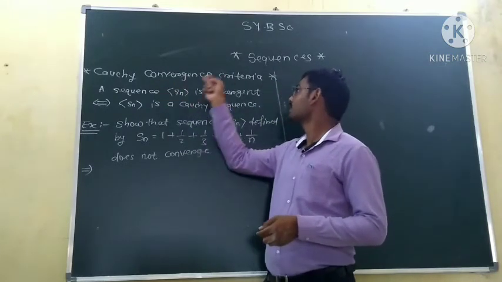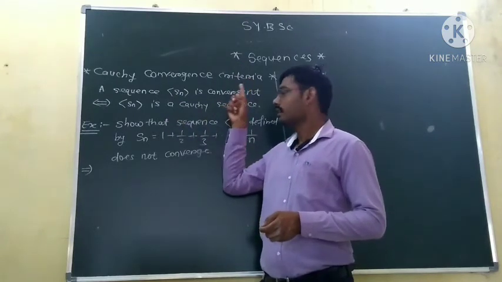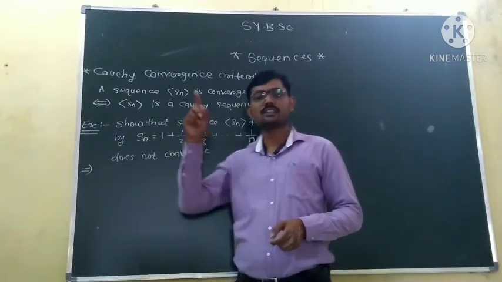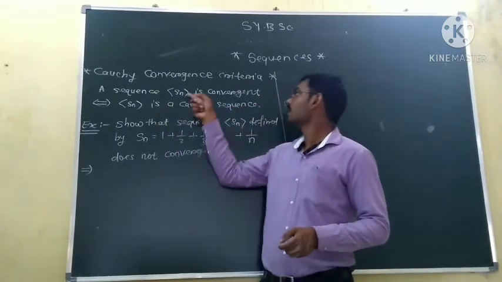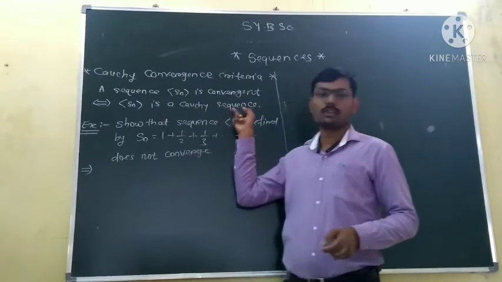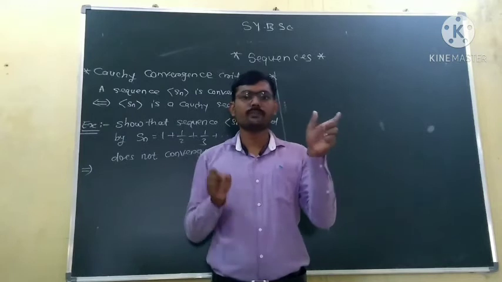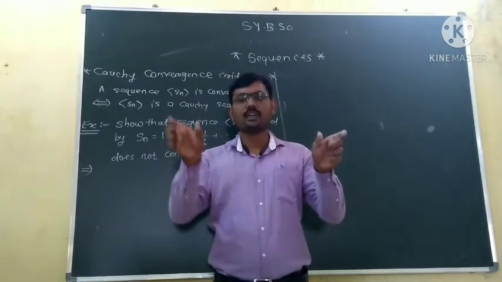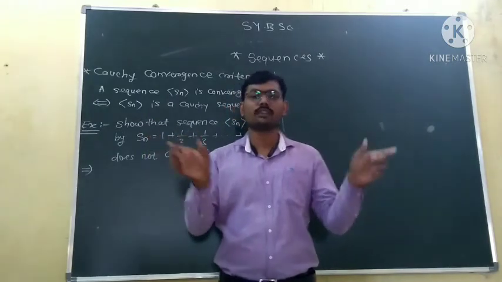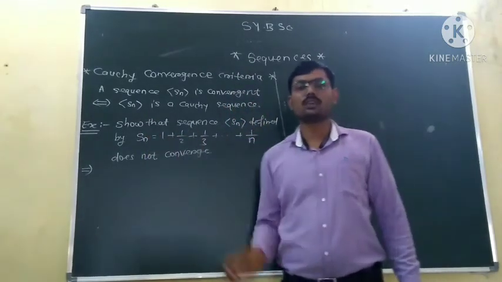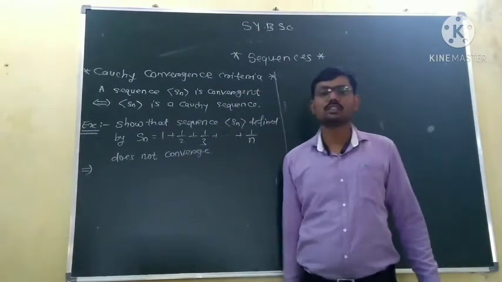Now the Cauchy convergence criteria says if a sequence is a Cauchy sequence, then it is a convergent sequence. That is, a sequence is convergent if and only if it is a Cauchy sequence. So every Cauchy sequence is a convergent sequence, and every convergent sequence is a Cauchy sequence. This is the Cauchy convergence criteria.